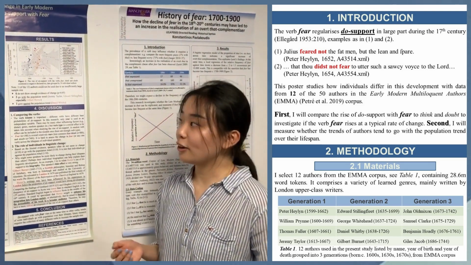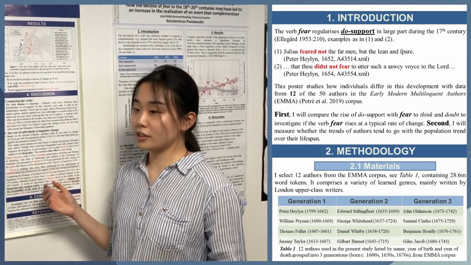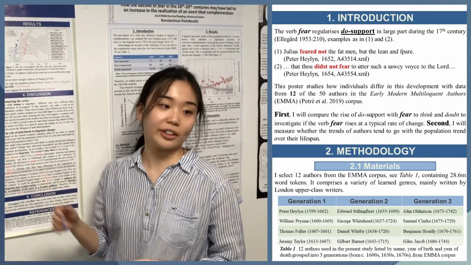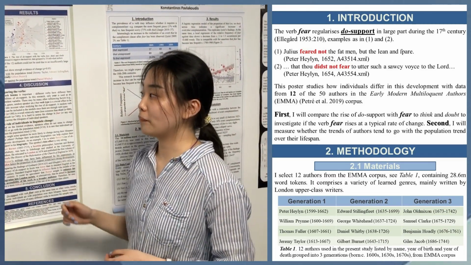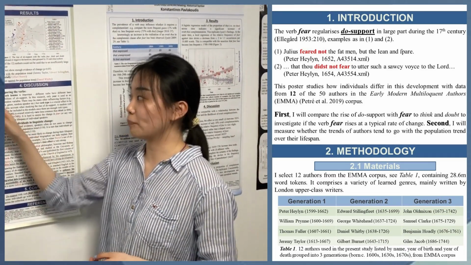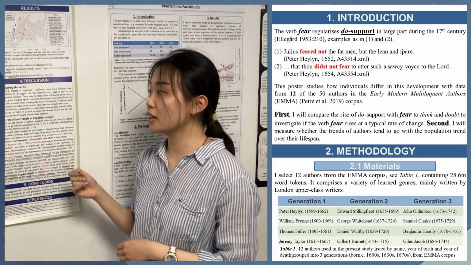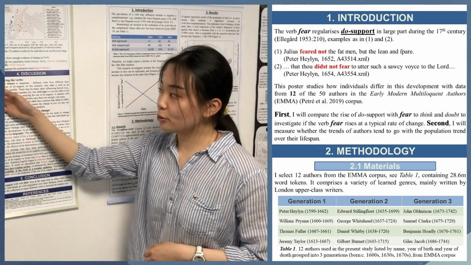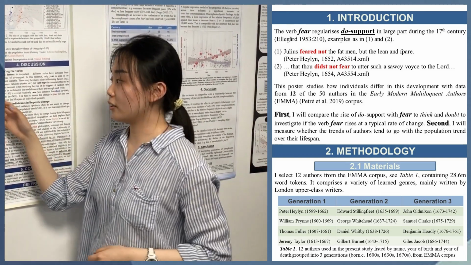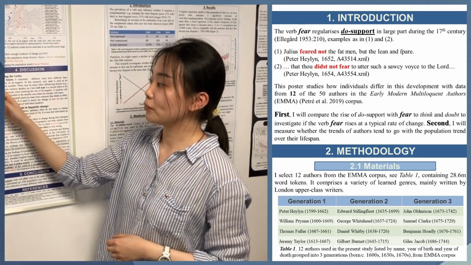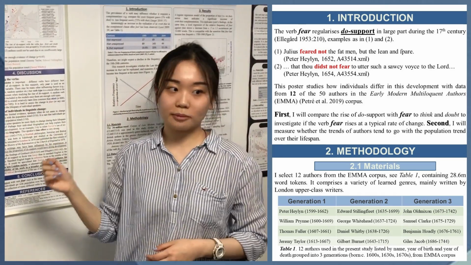And then second, I will try to figure out whether the traits of different authors go with the population trait over their lifespan. For the study, I select 12 authors out of 50 authors from the Early Modern Multiloquent Authors corpus, also called the EMMA corpus. You can see they are from 3 generations. Each generation has 4 authors. I list all the names of them and also their years of birth and death. So these are the 12 authors I use.